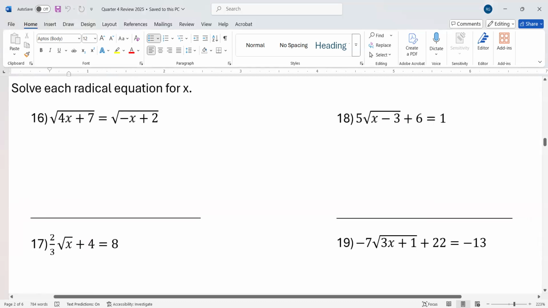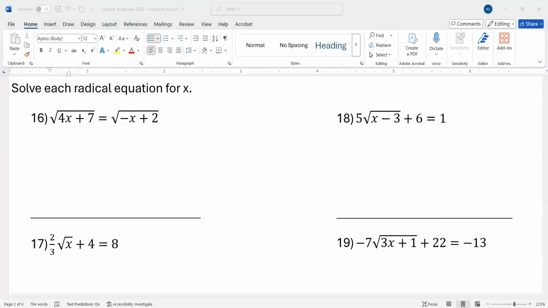All right, radical equations. You want to get the radical by itself. Now, I say that, and then number 16, there's 2 radicals. So what I need to do is these are both, there's nothing on the outside of either radical, so I can just go ahead and go straight to squaring both sides. It cancels the radical, and I'm left with 4x plus 7 equals negative x plus 2.